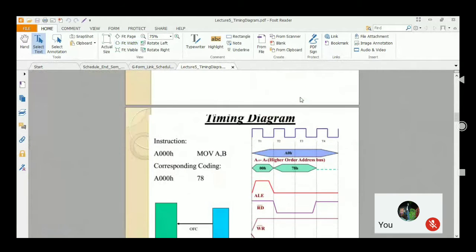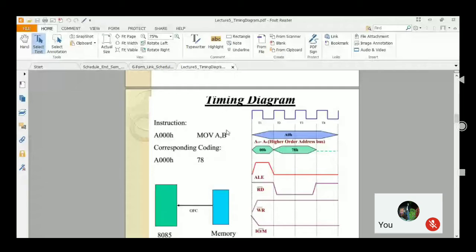So look here. I'm going to move from B to A in my accumulator, and corresponding to this is my address. This is my opcode, and this is called the opcode fetch cycle. This is nothing but the opcode fetch cycle of the particular instruction Move A, B. It's only the opcode. I'm not adding or subtracting anything. I'm just moving the opcode into the instruction register.